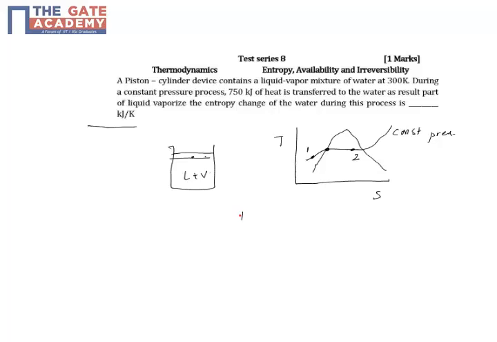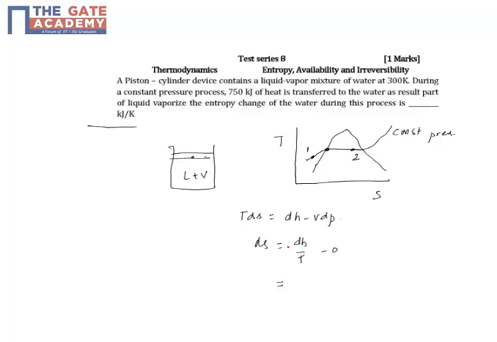So we apply T ds is equal to dh minus v dp, this equation, and it's a constant pressure process, so dp is 0, so it is dh by T minus 0. Now we need to find out, we know the temperature. Heat is transferred to the water at 300 during a constant pressure process.